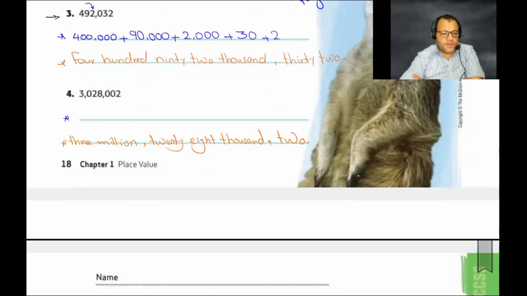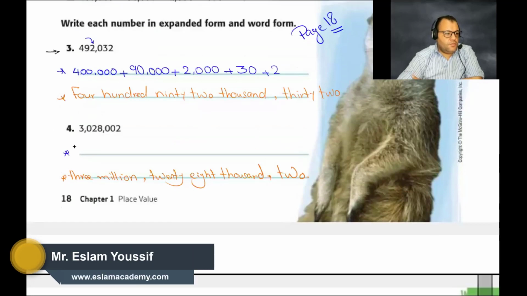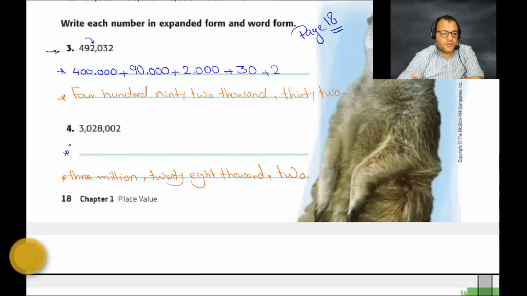Who can solve this question in expanded form? Muhammad Bashawi, can you solve this one? Solve this one in expanded form. Teacher, I want to write this one up, and then I will answer. No, answer first, then you can write. 3 million. Yes? 3 million. Plus? What is the value of 2?